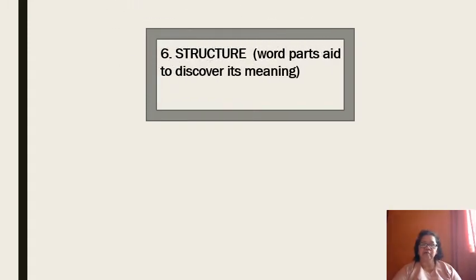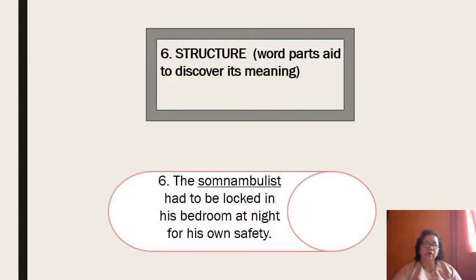The sixth type of context clue is structure, which means word parts aid to discover its meaning. An example of this one is: The somnambulist had to be locked in his bedroom at night for his own safety. What do you think is the clue to the word somnambulist? That's correct. Besides being locked in at night for his own safety, there's another way you could determine its meaning, and that is through word parts.